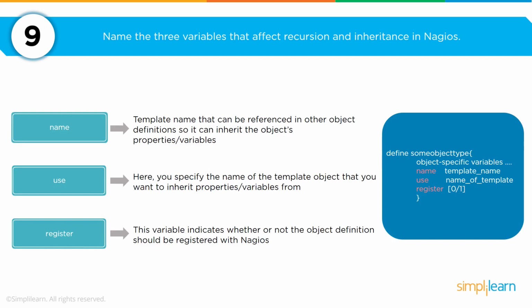Name the three variables that affect recursion inheritance in Nagios, and they are name, use, and register. Name is a template name that can be referenced in other object definitions. Use specifies the name of the template object that you want to inherit its properties and variables from. And register indicates whether or not the object definition should be registered to Nagios. On the right-hand side of the screen, we have an example of what that script would look like. Again, you may want to memorize this, as it's something you can actually write down and show someone if you're going through a technical interview.